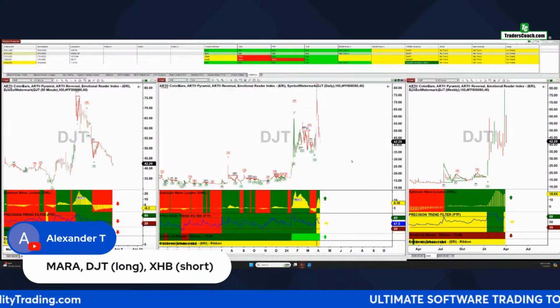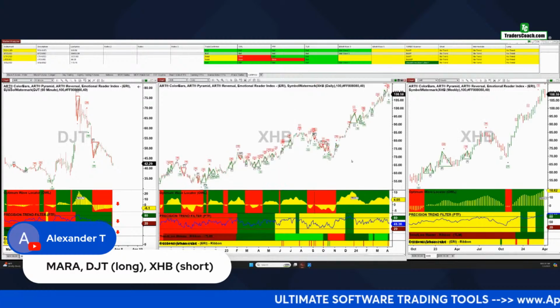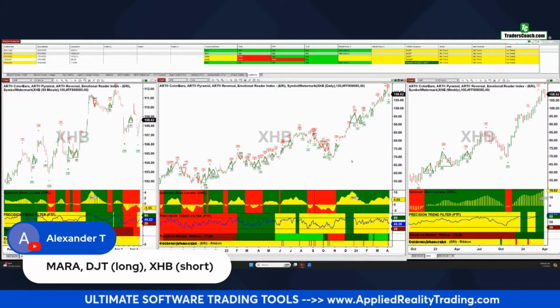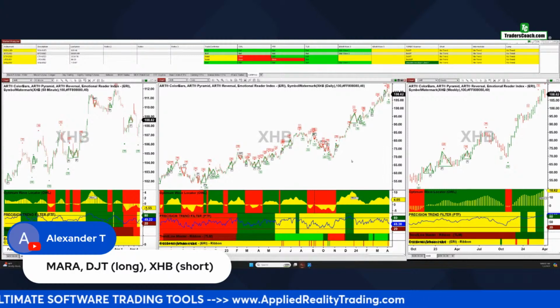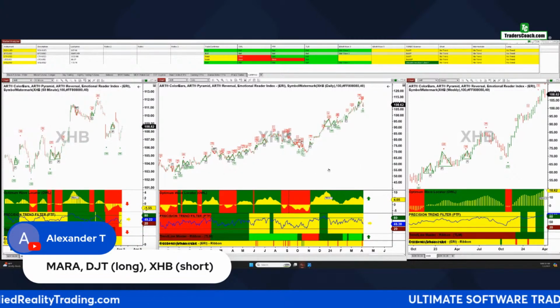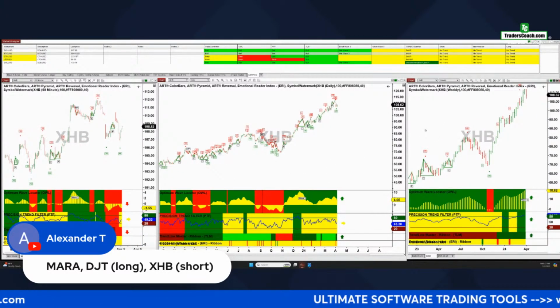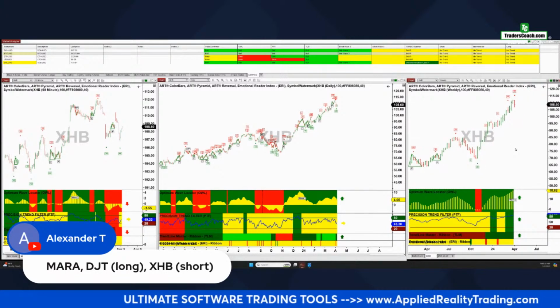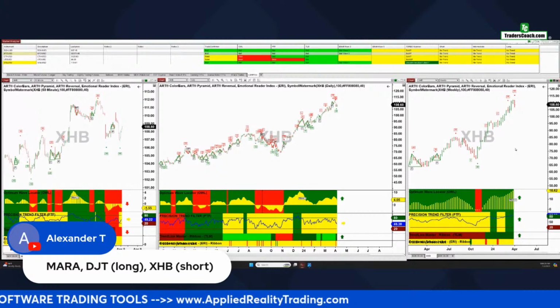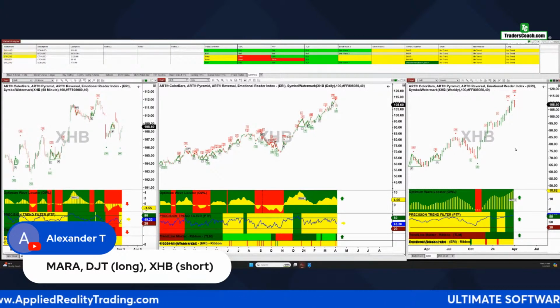XHB. Let's take a look at this one, and you can hold that for a short, Alexander. Okay, I don't know, are you long and short on these or what? I wouldn't go short on that DJT because it's too late. All right, on this one here, no short. Okay, no short. Not quite rolled over enough for a short.